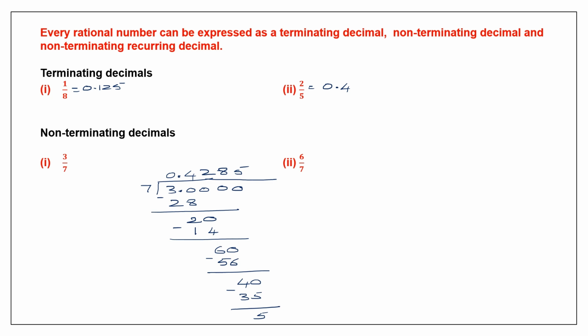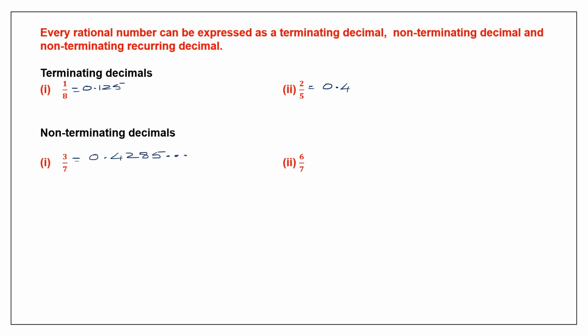Now this division, as you can see, is going on and on. We don't get a remainder of 0. It's going on and on. And here, as you can see, the decimal also is non-terminating. It's not ending. Such decimals are called non-terminating decimals. So here, when we write the quotient for 3 by 7, we write it this way. We say 0.4285, and this goes on and on. So we represent it with the help of dots there.